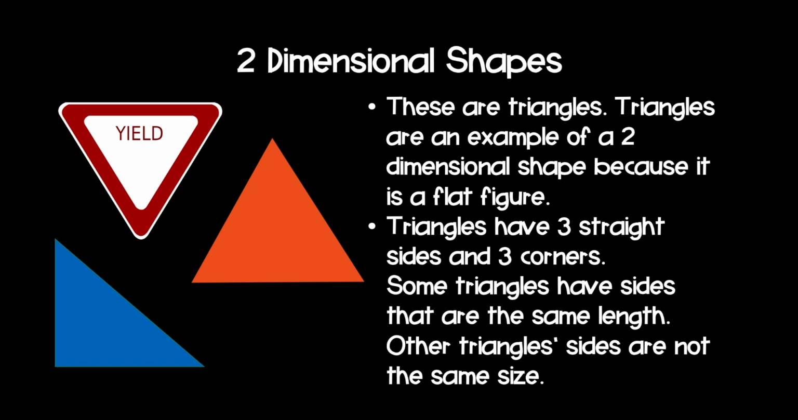Here's another example of a two-dimensional shape. These are triangles. Triangles are an example of a two-dimensional shape because it is a flat figure. Triangles have 3 straight sides and 3 corners. Some triangles have sides that are all the same length, like this one. Other triangle sides are not all the same size, like this one. As long as it has 3 straight sides and 3 corners, then it is a triangle.